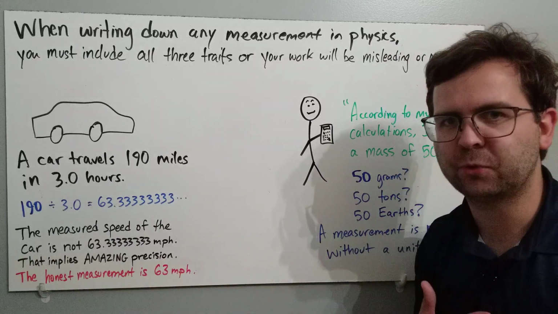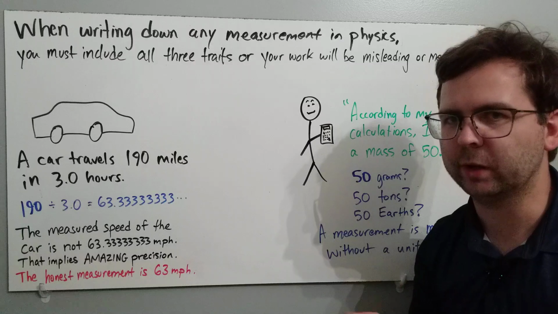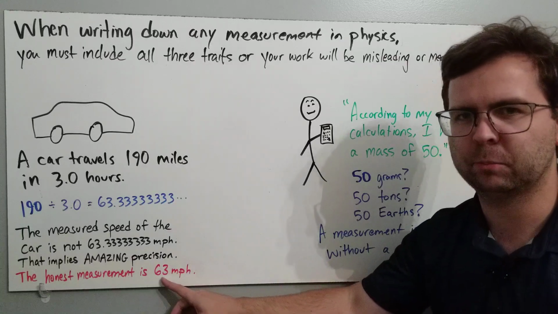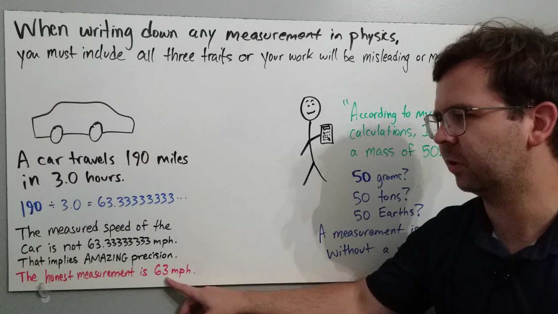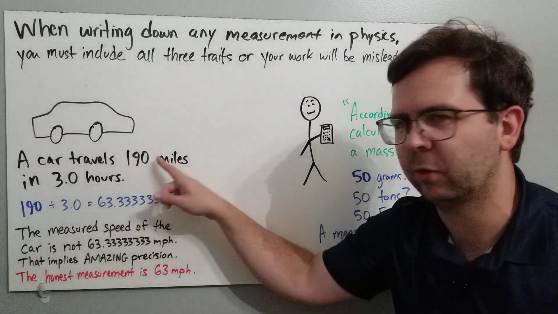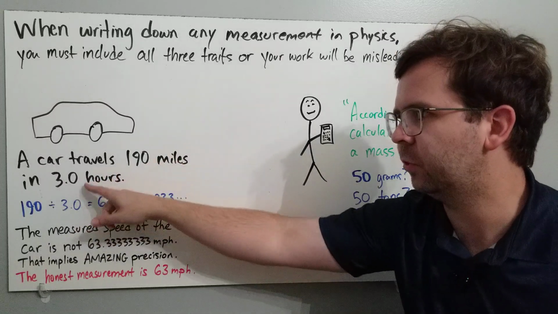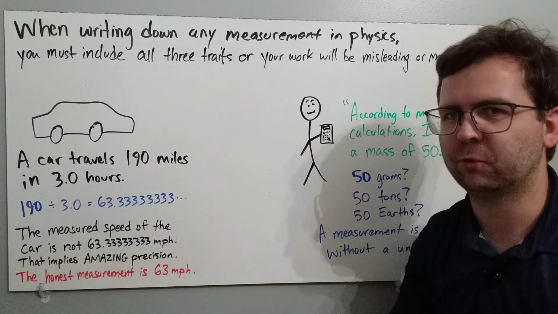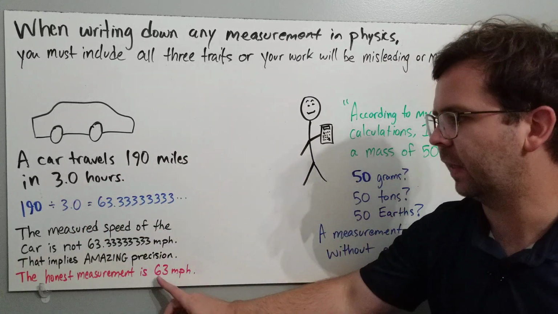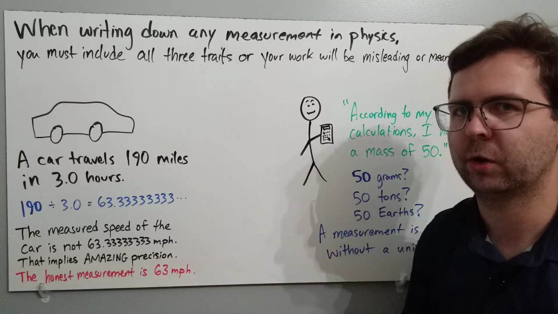So you kind of cut off all that extra stuff and you round it to an appropriately precise number. And how you decide on how precise you're going to be is based on how precise your original measurements are. Each of these two measurements both have two significant figures, which is a topic for another video. And so because of that, we're going to round this to 63 miles per hour.